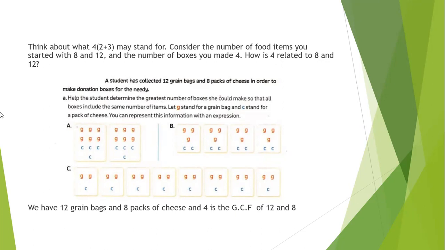Think about 4 times the quantity 2 plus 3. Consider the number of food items you started with, 8 and 12, and the number of boxes you made, 4. How is 4 related to 8 and 12? So we have 12 grain bags and 8 packs of cheese, and 4 is the GCF of 12 and 8, and this is the greatest number of bags I can make.